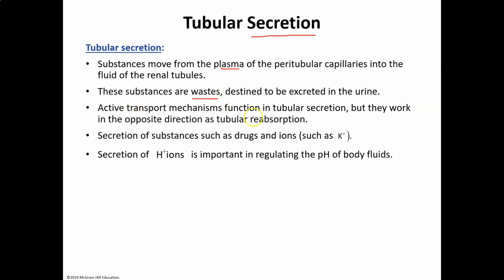There are some active transport mechanisms that help, but most of the time it's things like drugs, ions that you'd like to get rid of. Potassium is one of those that ends up in higher quantities in urine than it is in the blood. And secretion of hydrogen ions is important in regulating the pH of body fluids. So if you're in metabolic acidosis, you would like to get rid of some of your hydrogen ions, which would help to balance out the pH of your bloodstream. Your kidney is well suited to do exactly that.